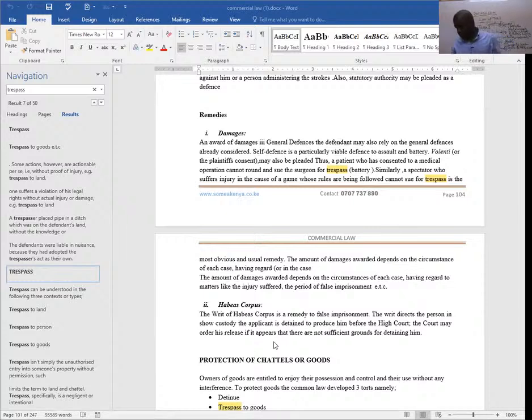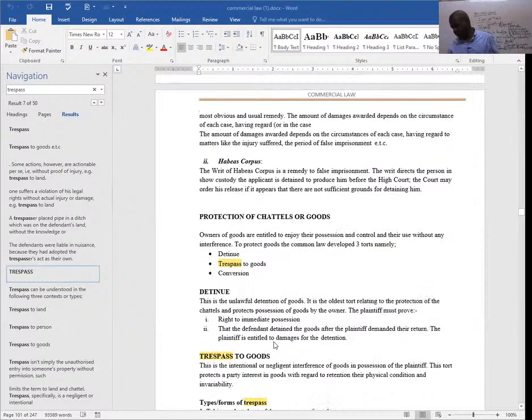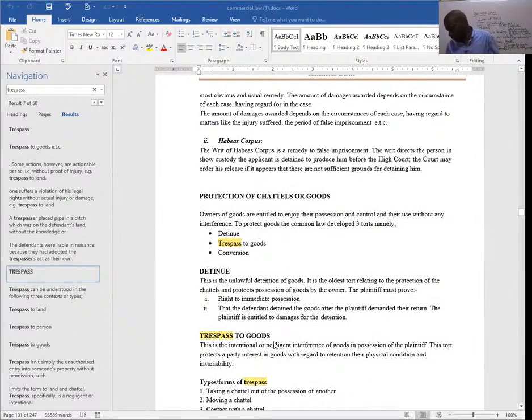Owners of goods are entitled to enjoy their possession and control their use without any interference. To protect goods, the common law developed three torts, namely detinue, trespass to goods, and conversion. What is detinue? This is the unlawful detention of goods. It is the oldest tort relating to protection of chattels. Chattel simply means goods.